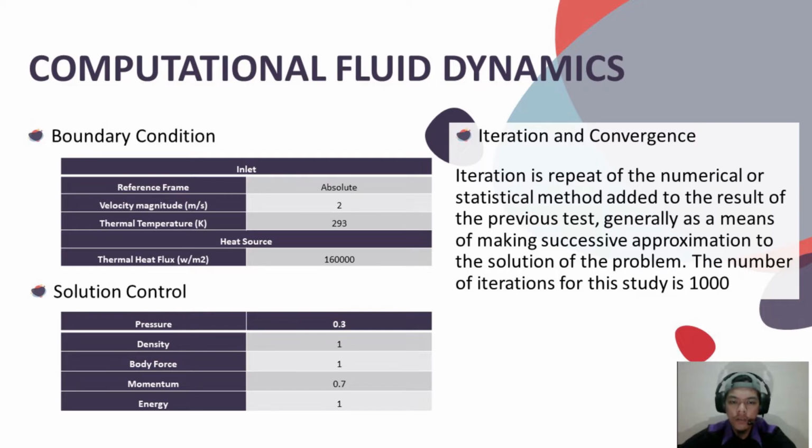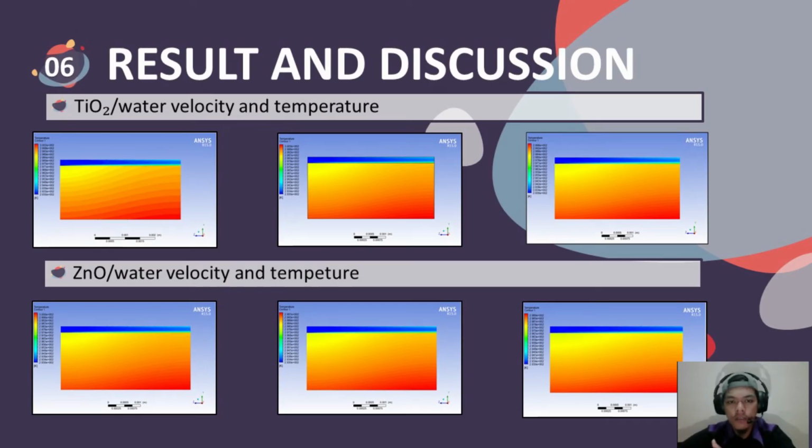For CFD, for the boundary condition I change the reference frame to absolute. Velocity I insert 2 meter per second. Thermal temperature for inlet nanofluid is 293. For heat source 160,000. For the solution control, the pressure is 0.3, the density is 1, body force is 1, momentum is 0.7, energy is 1. For the iteration, the number of iterations of this study is 1000. Next, we go to results and discussion.